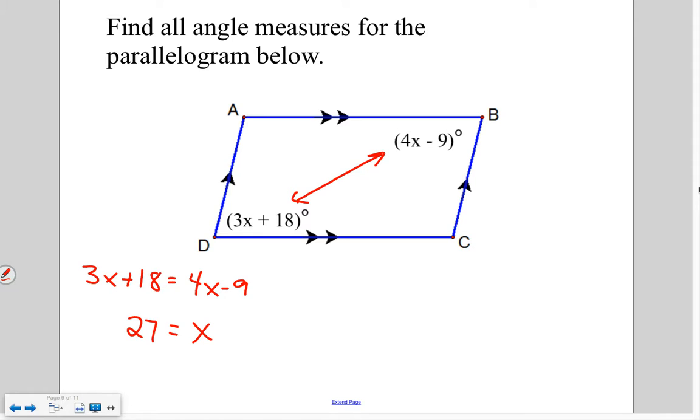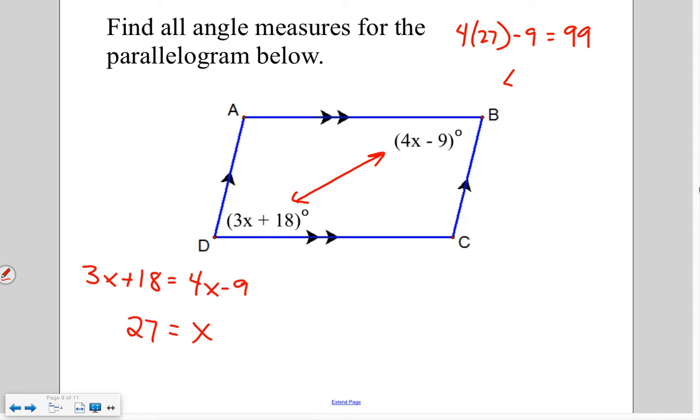Okay. Again, this x equals 27 does not give you my answer because I need to figure out what all of the angles are, what they all equal. But I can plug this in now to solve. I don't think this is drawn to scale, by the way, but let's take this 4x minus 9 and plug in 27. 4 times 27 minus 9. Well, 4 times 27 is 108, and 108 minus 9 is 99. So this angle here would be 99.